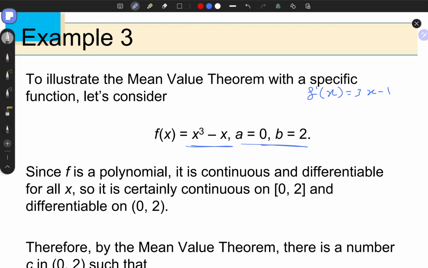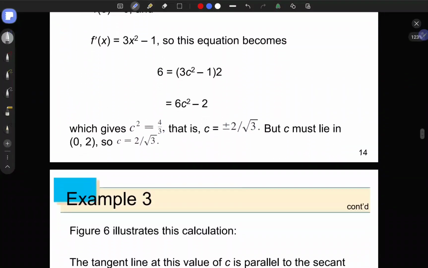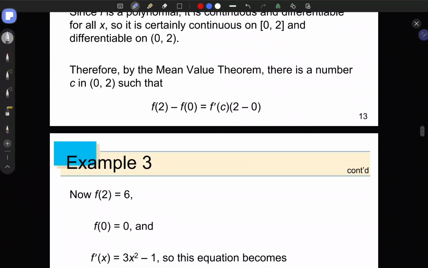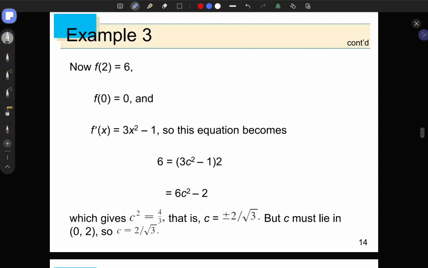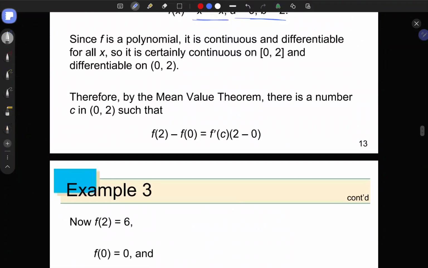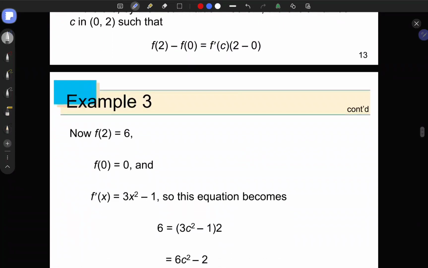Now what do we do with this? So we can see here they use the other formula, but I don't think we need to do so. We would just find the derivative. Okay, we have the same derivative as they do, which is 3x squared minus 1.